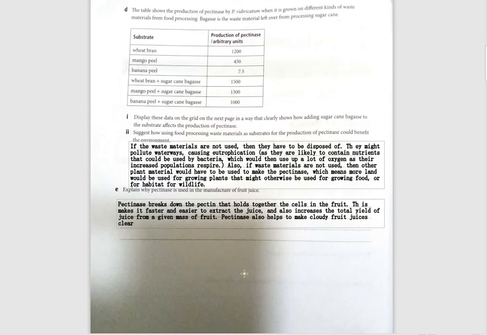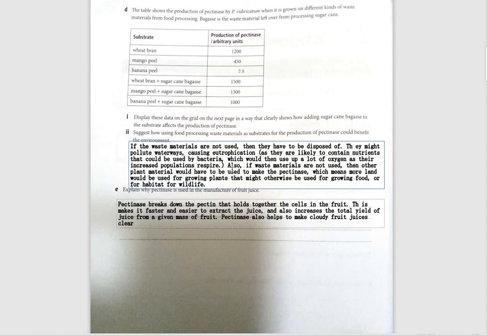Right, so: suggest how using food processing waste materials as substrates for the production of pectinase could benefit the environment. Let's read out the answer together. If the waste materials are not used, then they have to be disposed of, right? So they might pollute waterways, causing eutrophication, as they are likely to contain nutrients that could be used by bacteria, which would then use up a lot of oxygen as their increased populations respire.